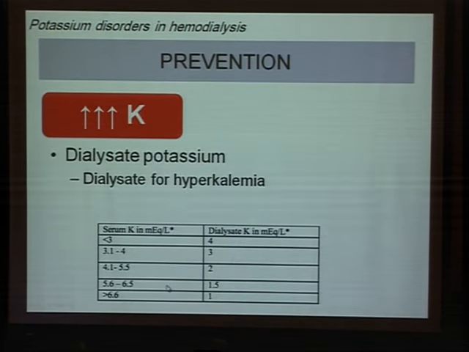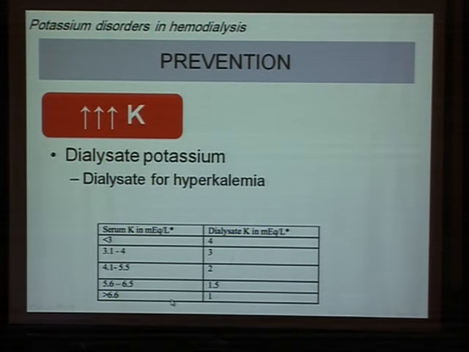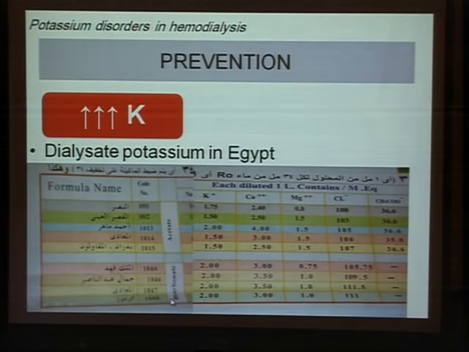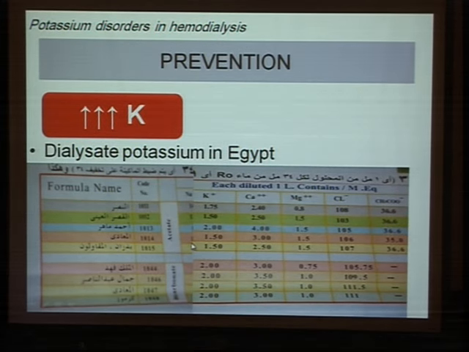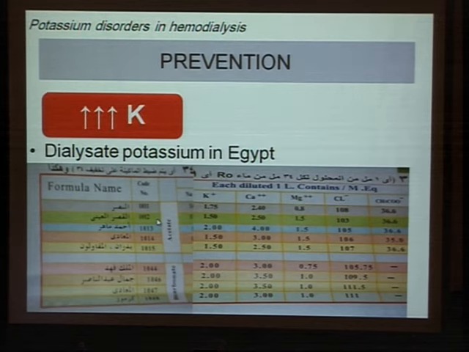So it is rational to use normal bath if pre-dialysis potassium is from 4 to 5.5, and use high or low baths if potassium is higher or lower than this level. And this is the available formula of dialysate in Egypt. And as you might see, this is normal bath, and there is a concentration of low potassium bath, which might be associated with higher mortality. And unfortunately, we don't have what's called high potassium bath, which is very important, especially for patients with pre-dialysis potassium below 4.